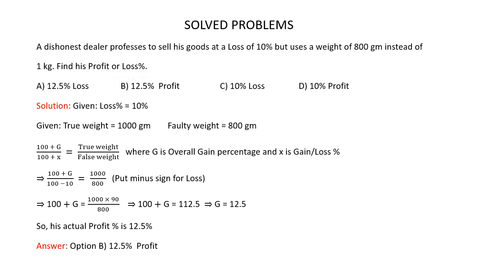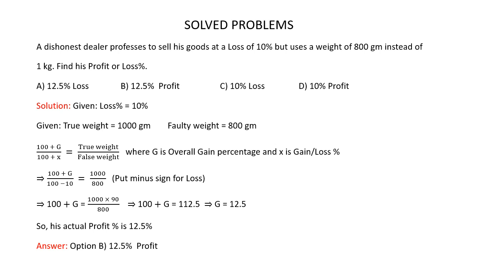Now it's given that the dishonest dealer professes to sell his goods at a loss of 10%. So loss percent is 10%, but uses a weight of 800 grams instead of 1 kg. So true weight is 1 kg, which is nothing but 1000 grams, and faulty weight is 800 grams. Now we are asked to find his profit or loss percent.